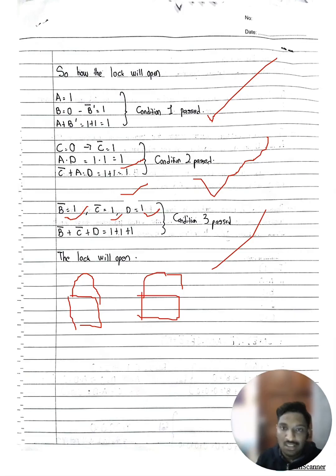So this is how discrete math theory is combined with a real life example.